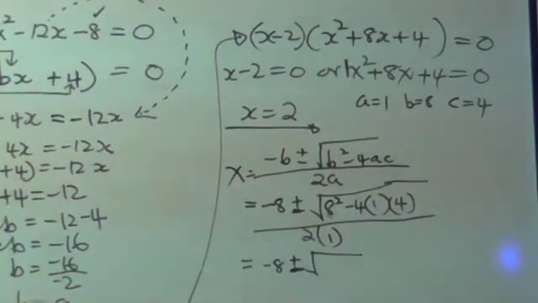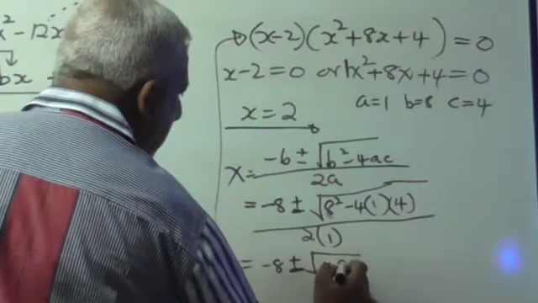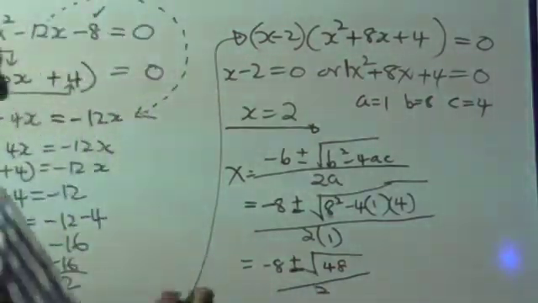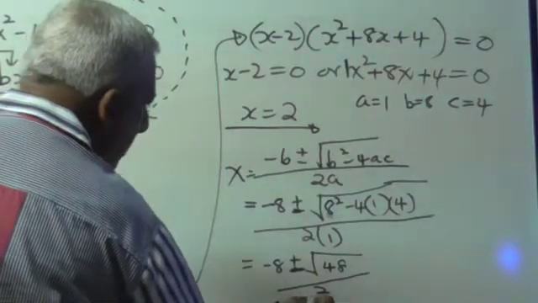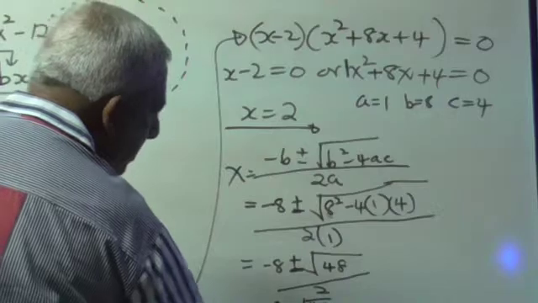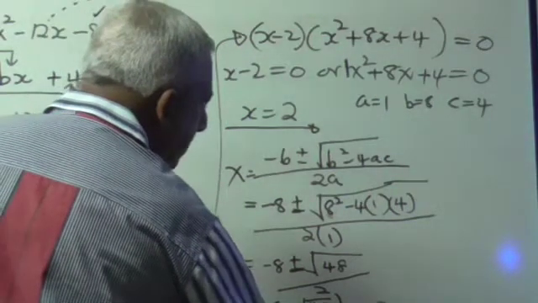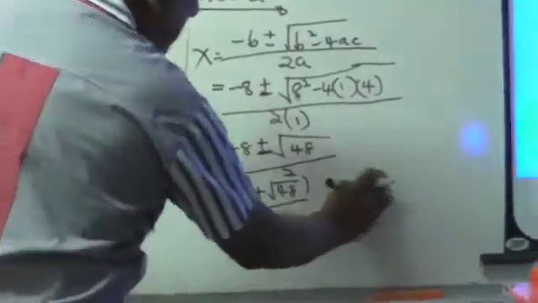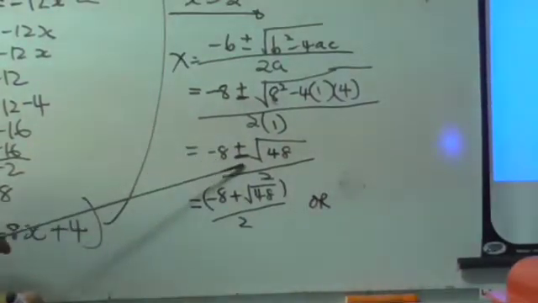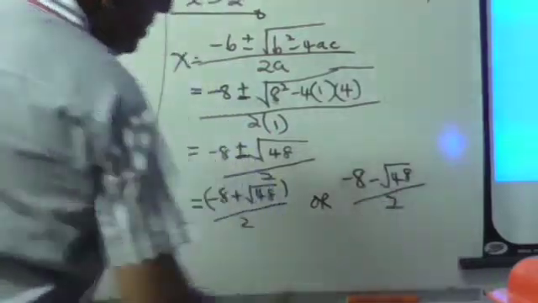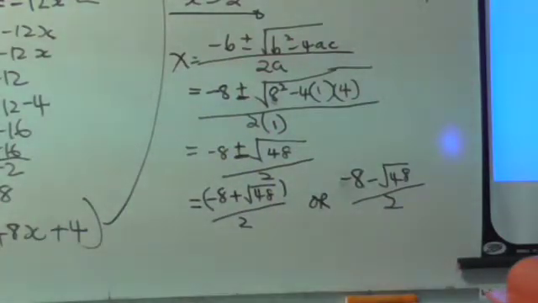And that will give you minus 8 plus or minus the square root of... If you put that in the calculator, you will end up with square root of 48 all over 2. And then you work this out. One answer will be minus 8 plus the square root of 48 all over 2. It's nice to keep this in a bracket when you're using the calculator. And the other answer is negative 8, negative root 48 all over 2. And that gives you the final answer.